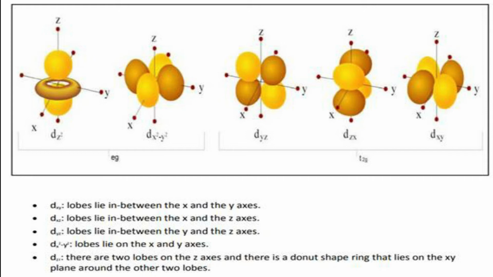Third orbital is dyz, where lobes are in between y and z axes, perfectly in between y and z axes. Fourth one, dxz orbital, where lobes are between x and z axes. And last one, dxy orbital. Here also lobes are between x and y. Only from this representation you will understand all these three come in one category. Lobes are not along axis.